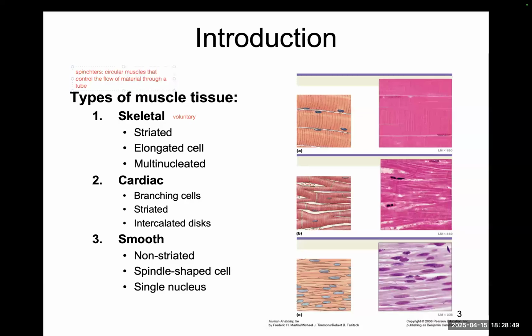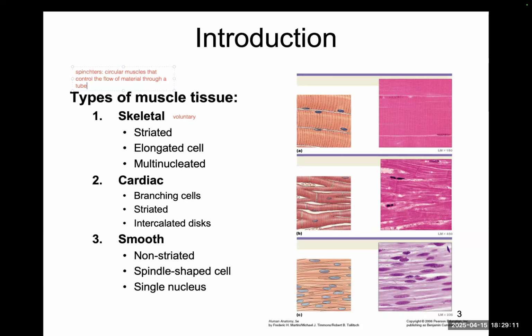So basically, your GI tract, your digestive system, or maybe where your urine comes from, that's where you have tubes and these sphincters. At the end of it, you're going to have these little circular muscles. These are called sphincters, and some of these circular muscles are actually skeletal, so you can voluntarily contract them.